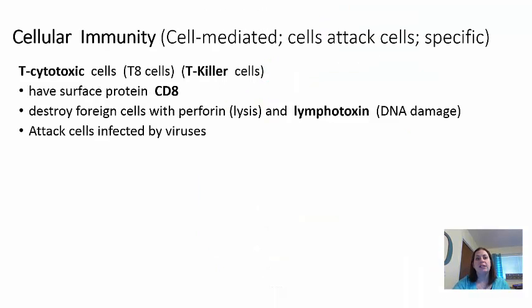So the first we want to look at is the cellular immunity, or what we call the cell-mediated immunity. This is when cells are going to attack cells, and it's very specific. These are going to include your cytotoxic T cells. These are the T8 cells, or what we also call the T killer cells. They contain the protein on their surface, CD8. They destroy foreign invaders by one of two ways. They can use a chemical called perforin, which is going to cause lysis of the cell membrane, which causes the cell to die. And they can also use what we call lymphotoxin, which is going to cause damage to the DNA. This damage to the DNA then is going to also kill the cell.